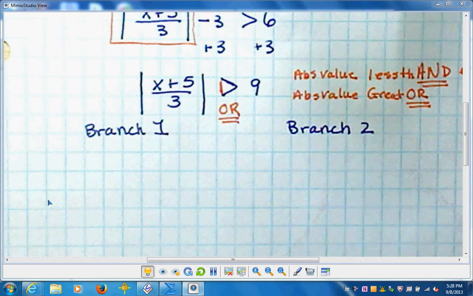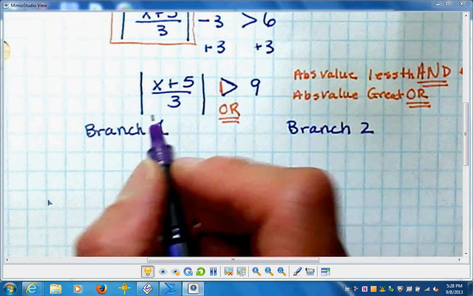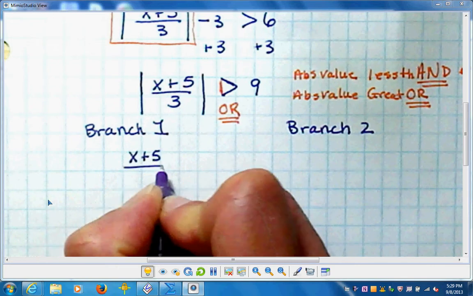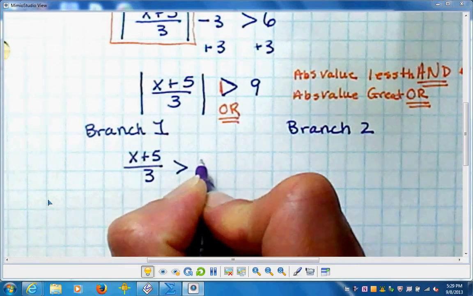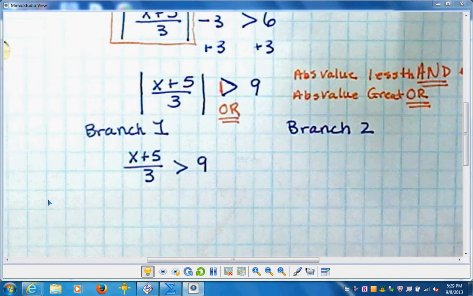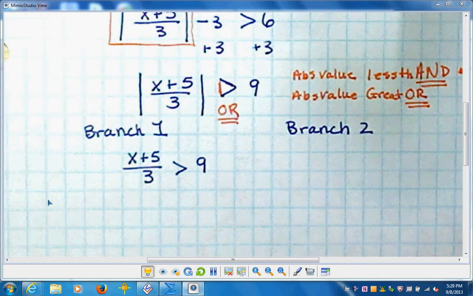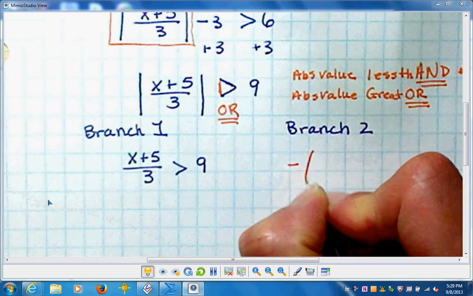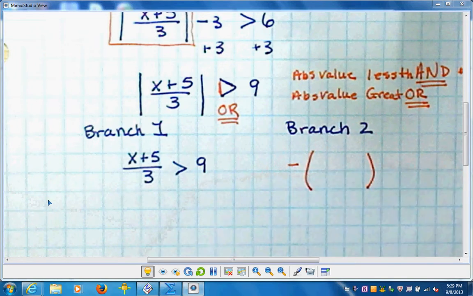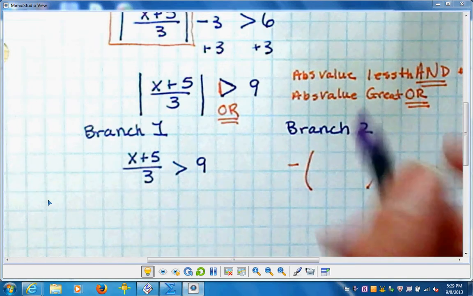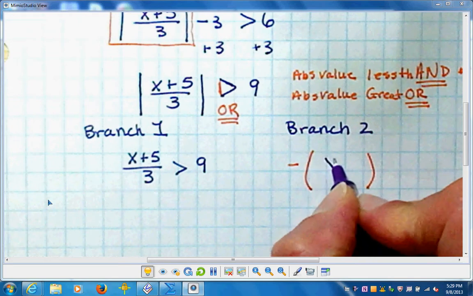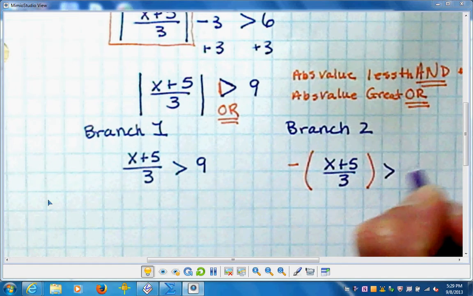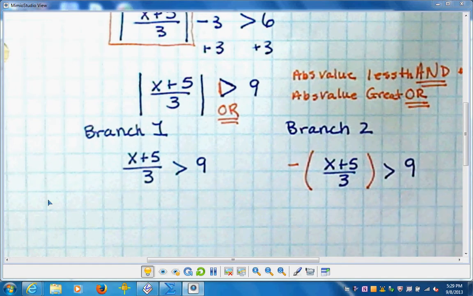Okay, so let's set up branch 1. Branch 1 is as is, which is going to be x plus 5 divided by 3 is greater than 9. I'm going to keep that just as is. And now remember, for branch 2, we're going to do the negative of the absolute value. So what's inside the absolute value? So x plus 5 over 3 is greater than 9.